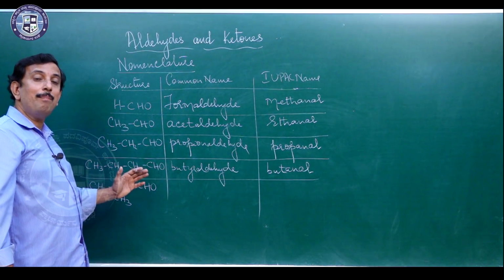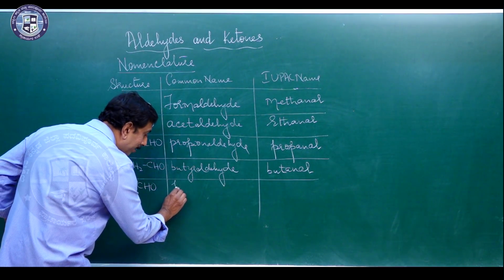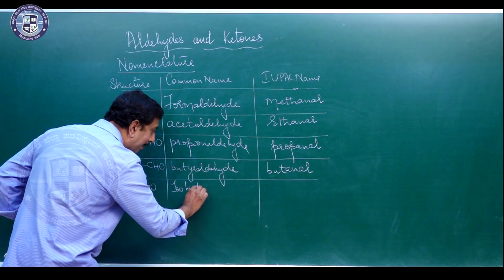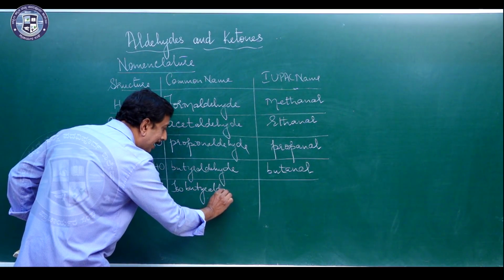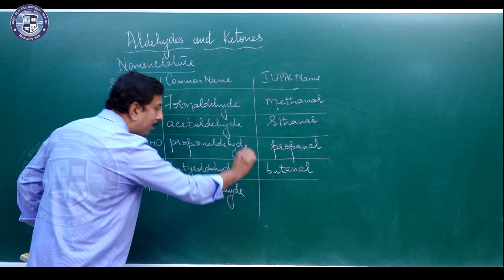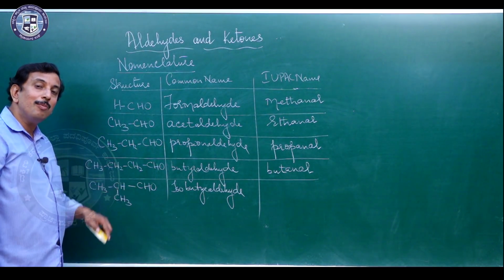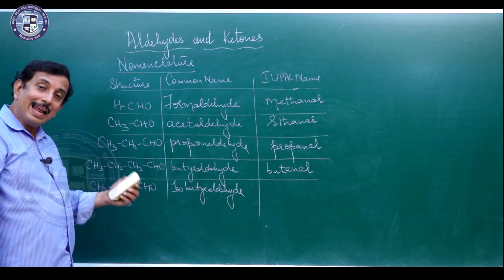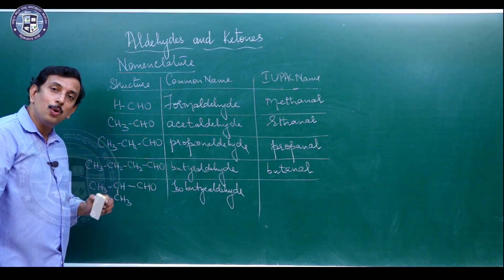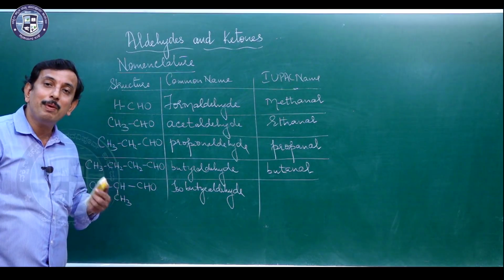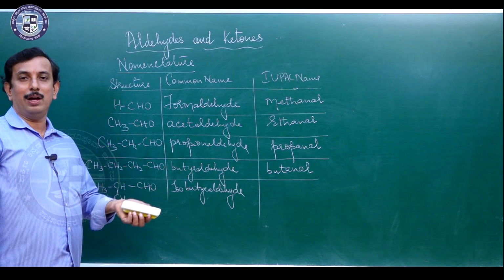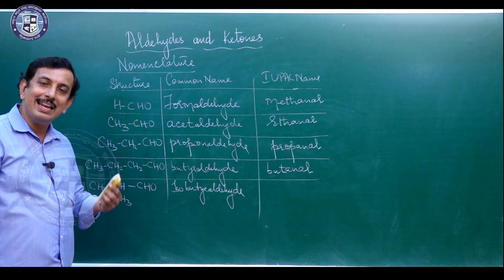Therefore, what is the name of this compound? The name of this compound in the common system, I call it isobutyraldehyde. Isomer of butyraldehyde, isobutyraldehyde. But can I call it isobutanal? No. In the IUPAC system, we cannot use a prefix like iso, neo, n, secondary, etc.